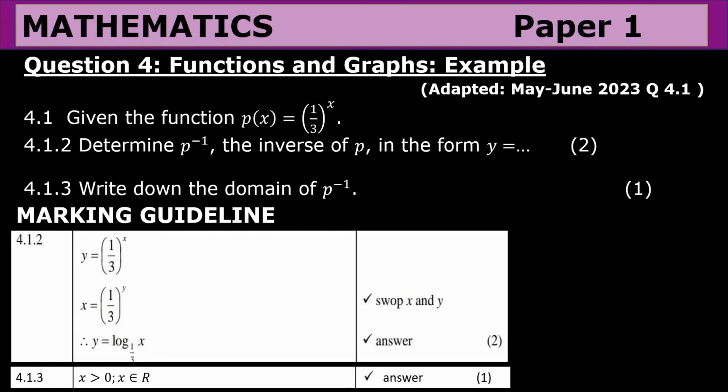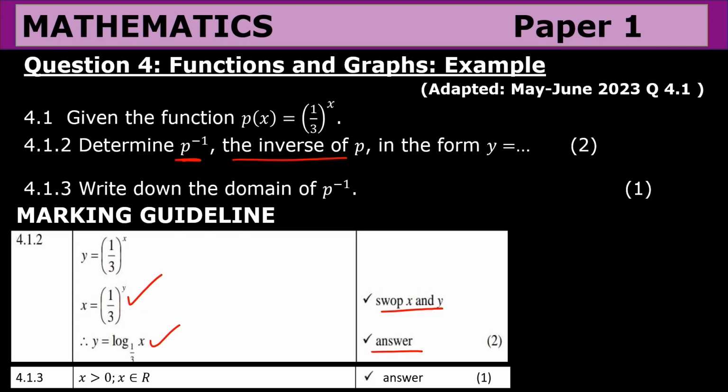So an example that we have been given here says, given the function p(x) = (1/3)^x, determine the inverse of p, that is p^-1, in the form y = ..., and that is for 2 marks. So where do we get those 2 marks? Well, the first mark goes for us swapping x and y, and the next mark goes for us writing the answer, and that is the inverse of p. The next one says write down the domain of the inverse of p.